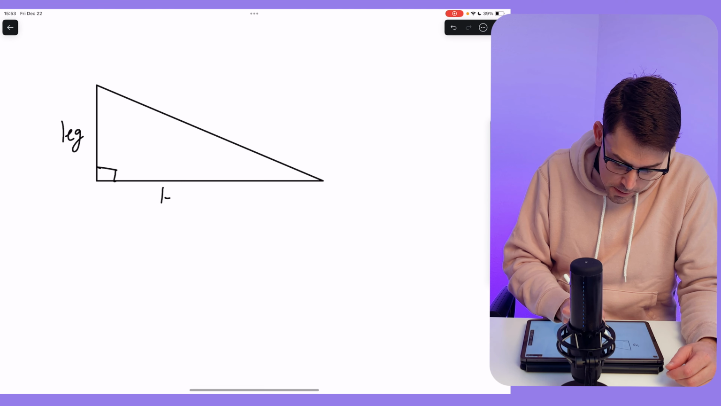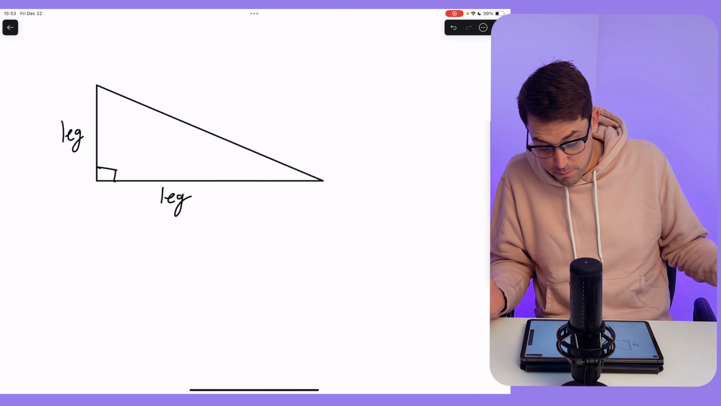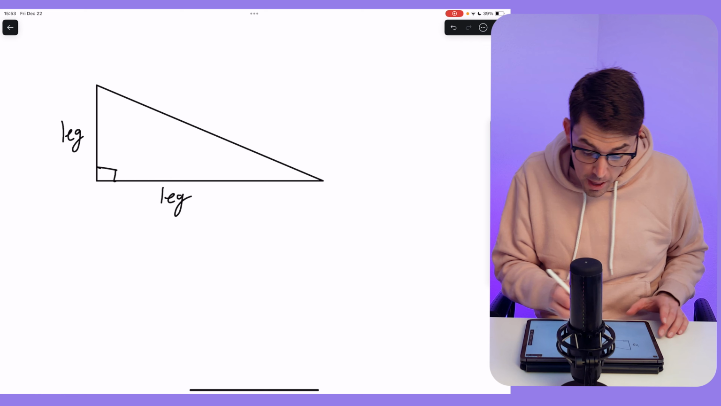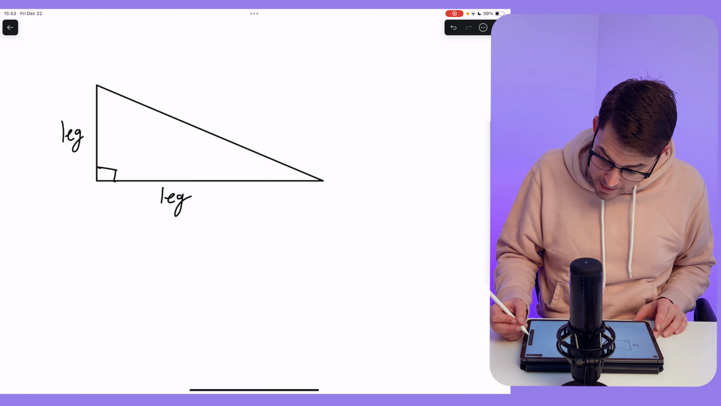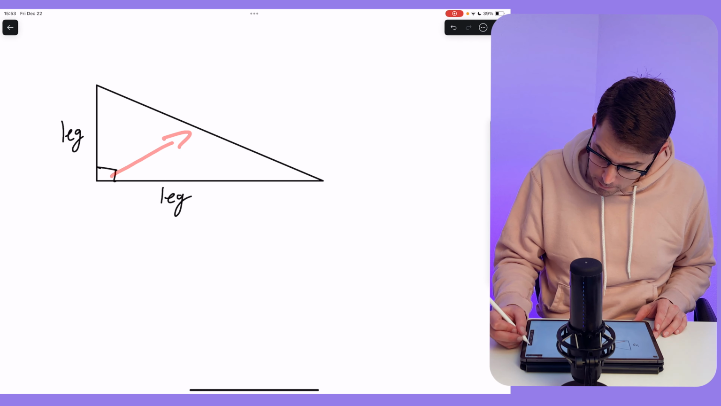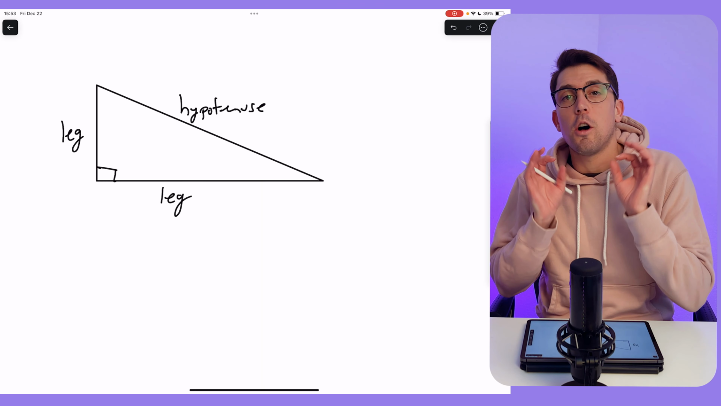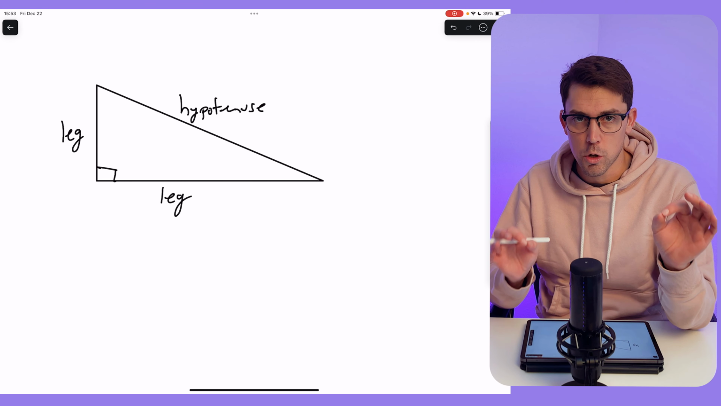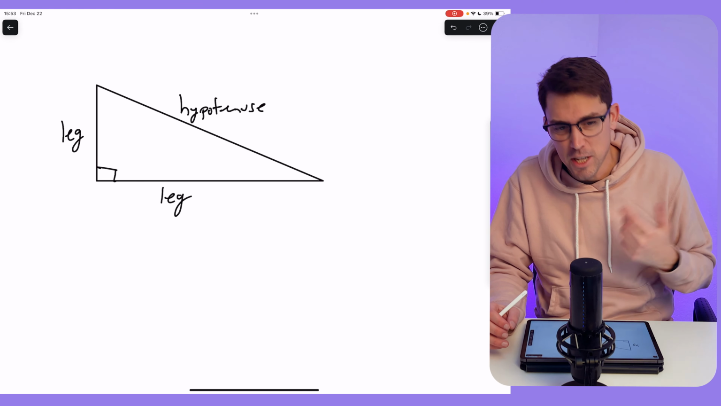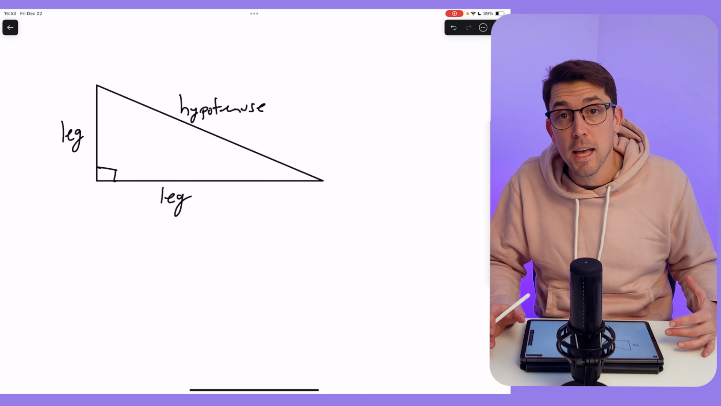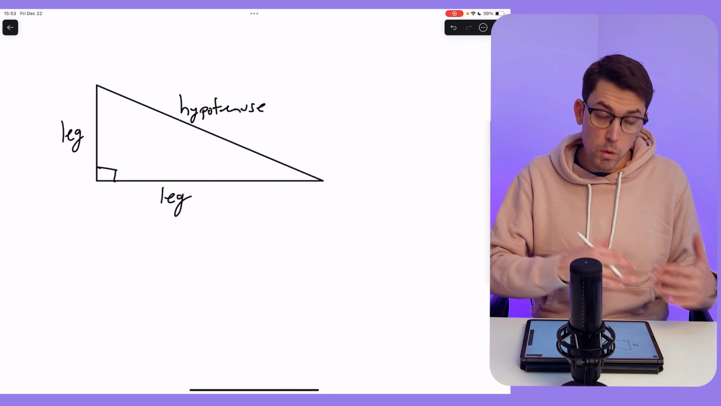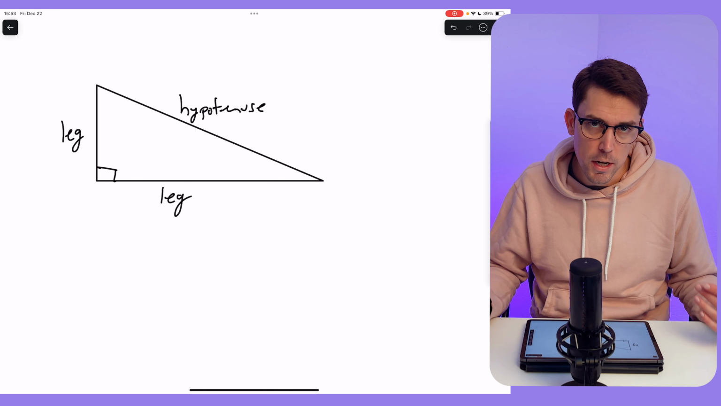So just to review, whenever you have a right triangle, these two sides are going to be called the legs. They surround the 90-degree angle, and whatever side is opposite the 90-degree angle is called the hypotenuse. It is also always the longest side of the triangle. That's important to remember in case you get a word problem that doesn't explicitly tell you which length is which, but the longest one is always going to be opposite the 90-degree angle.